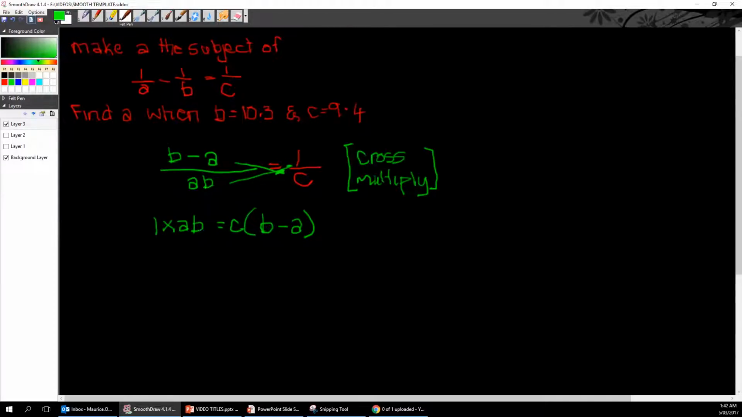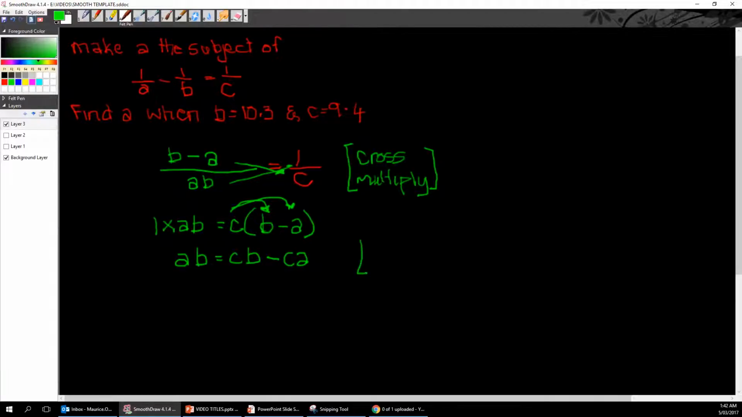Now expanding that out, we get AB equals CB minus C times A. So that's just expanding this bracket out here. I seem to have lost my red. So that's there. Okay.